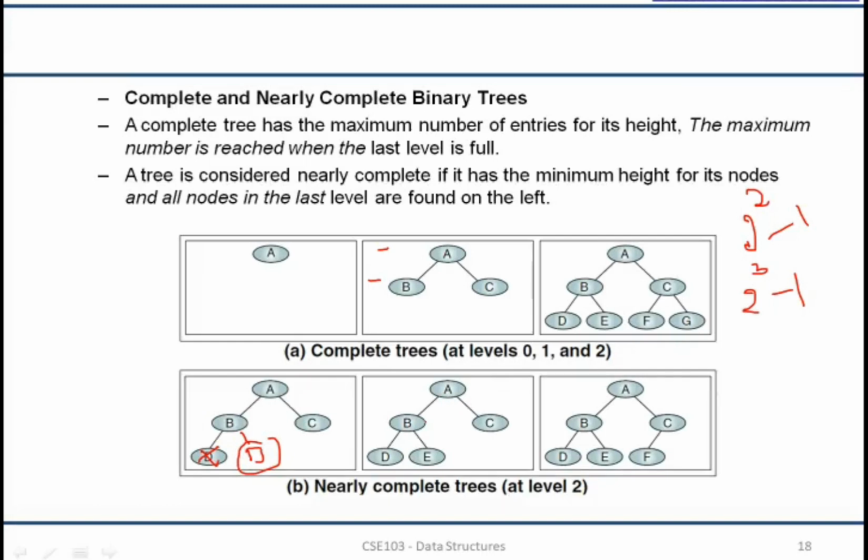Okay, see here A, B, C. For A, 2 subtrees are there. For B, D and E, 2 subtrees are there. For C, no children. Okay, it is allowed. Or it can have one left subtree F. If it has a right subtree, it is not a valid nearly complete binary tree. Only the empty positions, the empty nodes, should be on the right side of a node. Then it is called a nearly complete binary tree. So this is the definition for complete and nearly complete binary trees.